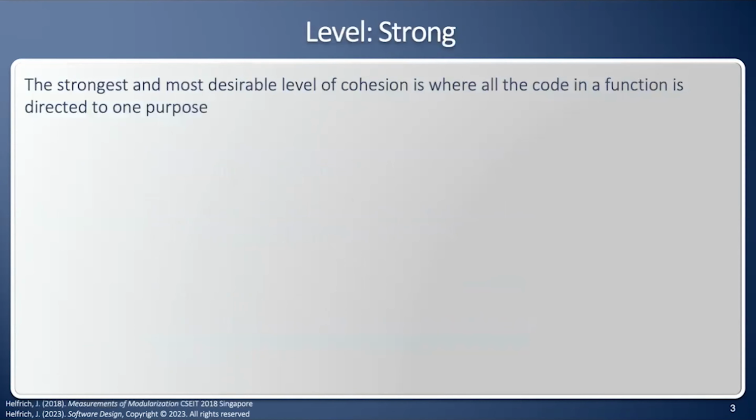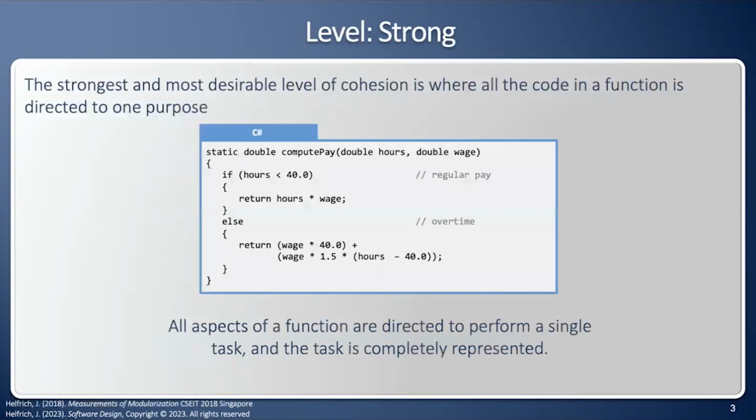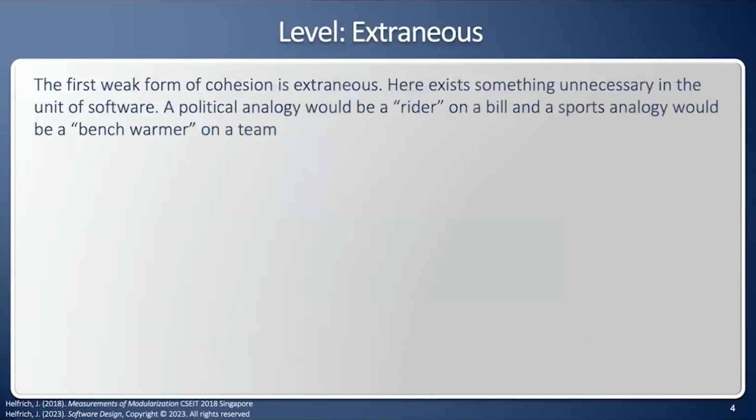So let's take a look at strong. Strong is the most desirable form of cohesion, and really we try to make sure that every single function has strong cohesion. So take a look at this example. This function computes pay, and it computes both normal pay, which is from under 40 hours a week, as well as time and a half for overtime. Every single line of code pertains to computing pay, and computing pay is done completely. Therefore, this is strong cohesion.